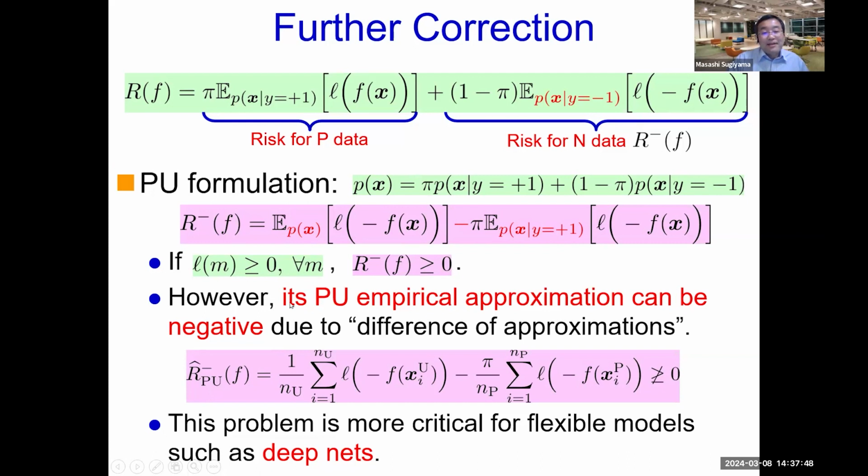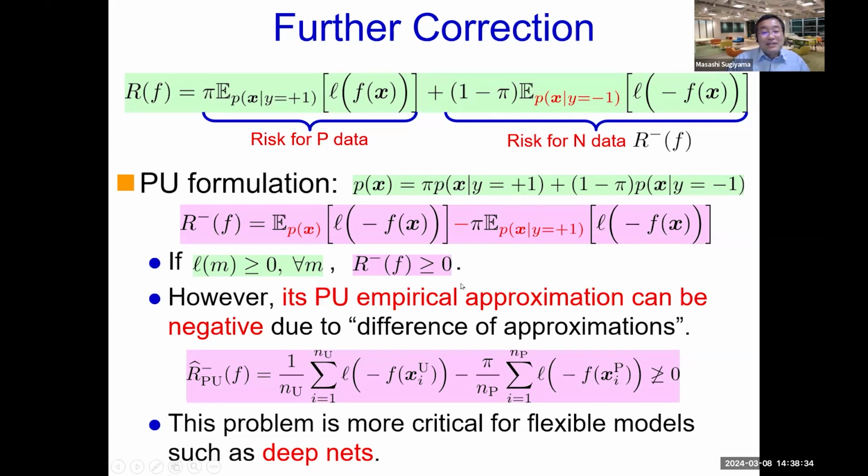But now we apply an empirical approximation based on PU data for this R minus. Then we use this expression, the difference of two terms. This empirical approximation R hat can be negative due to the difference of approximations. Suppose R minus is positive, like 3. Then the first term is 5 and the second term is 2, so 5 minus 2 is really 3. But now we don't know 5 and 2 either. We just approximate them from samples. Then 5 is estimated by 3, for example, and 2 is estimated by 4 or something. Now it's 3 minus 4, and it becomes minus 1.